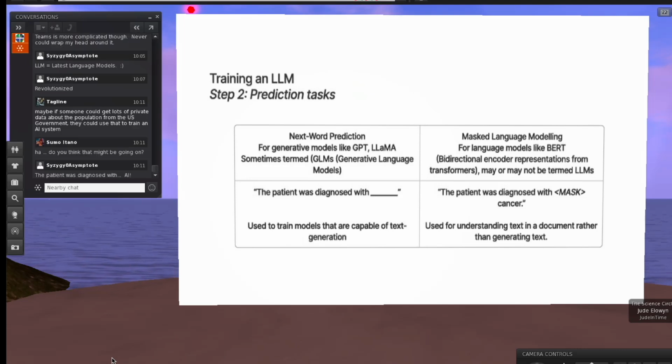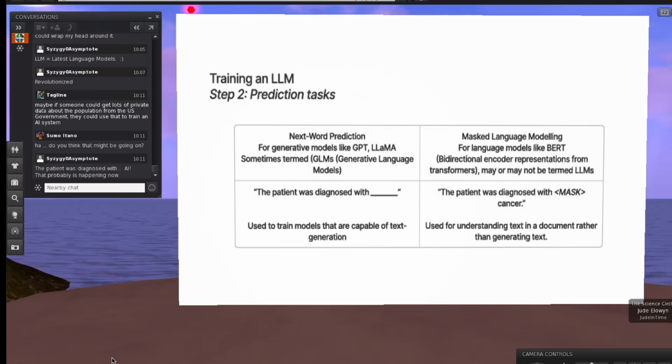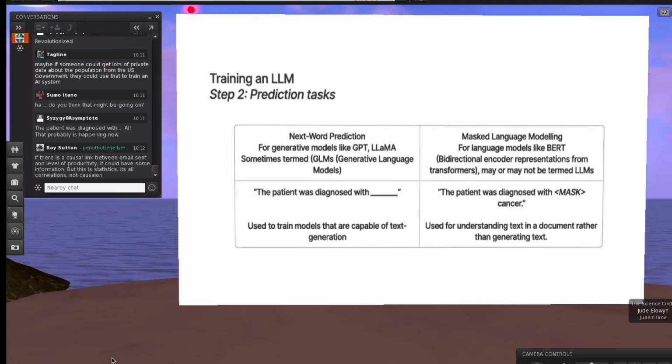These models that are trained on this sort of masked language modeling are called bidirectional encoder models. And I think there's a bit of variability in whether or not people believe these models are large language models or not. A model like BERT, which is a transformer-based model, is a large model, it's a language model, but it's not capable of generating text the same way that GPT is capable of generating text.